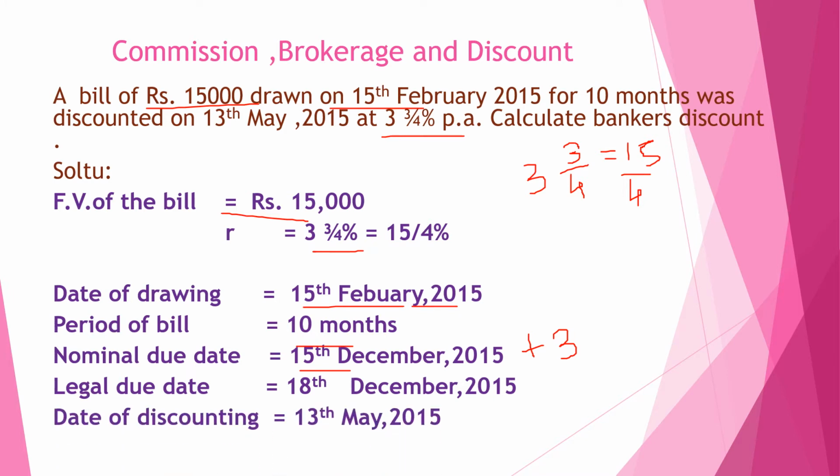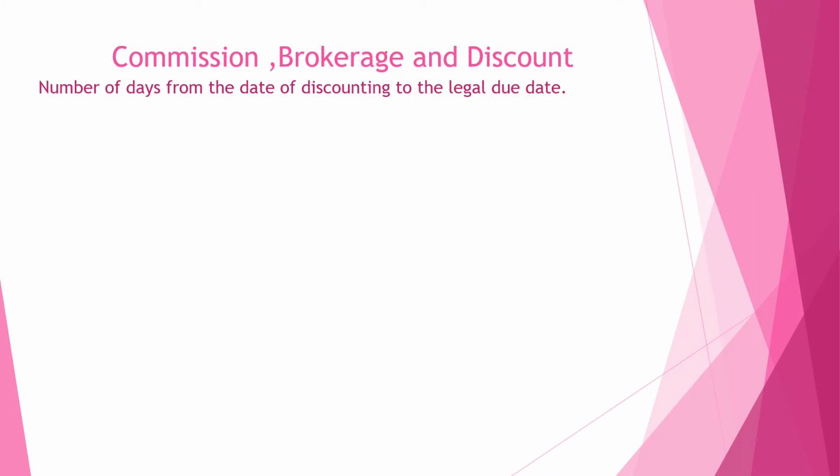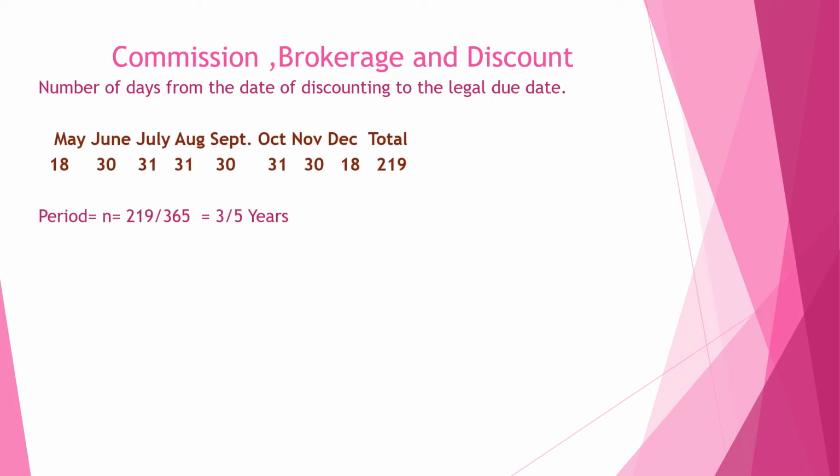Okay. Date of discounting which is being given to us, that is 13th May. The number of days we need to calculate for the legal due date. Now May onwards we will calculate the 18 days of May, 30 June, 31 July, 31st August, 30 September, 31st October, 30 November, 18 days of December, because 18th December is there. So we are getting 219 days. So 219 divided by 365 is equal to 3 by 5. So we have 3 by 5 years over here.